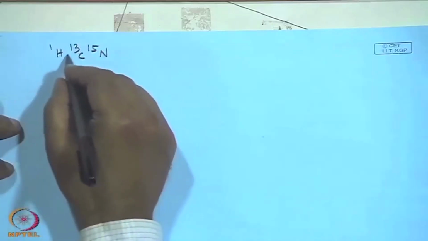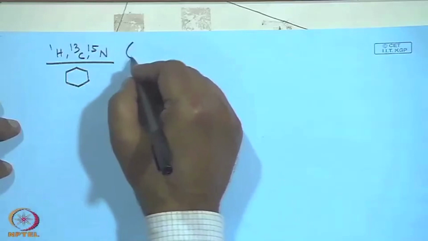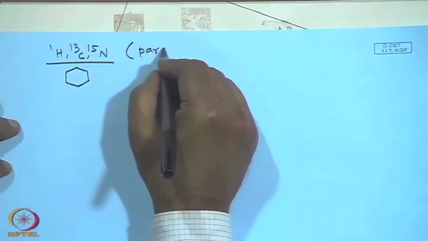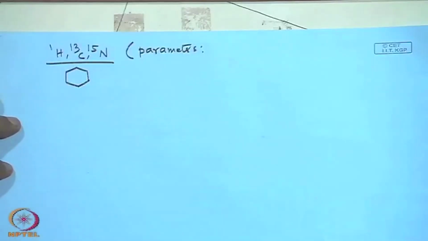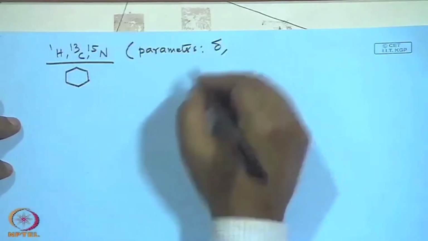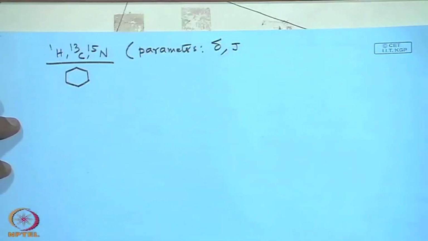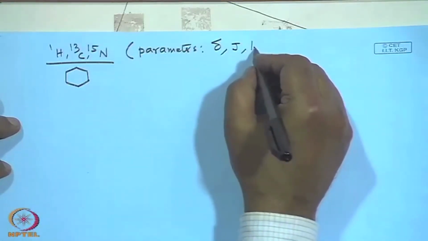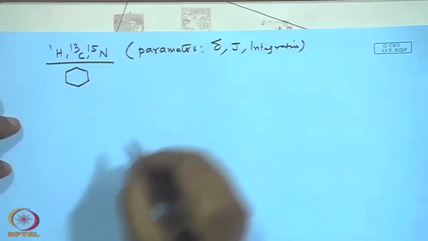So, these are the three things we often do. Then we have plenty of experiments, and then you also have to have the parameters. What are the parameters we deal with? Chemical shift, what else? Coupling constant, integration, that is all. And anything else?